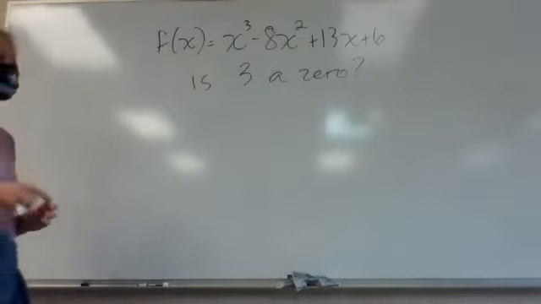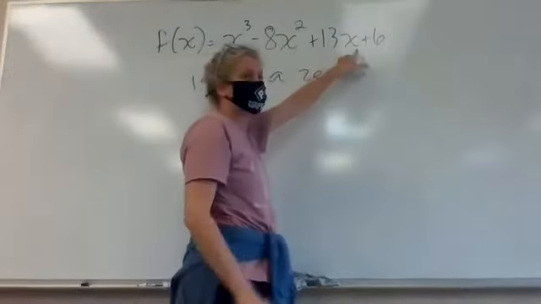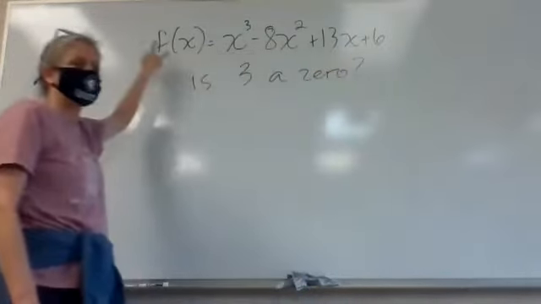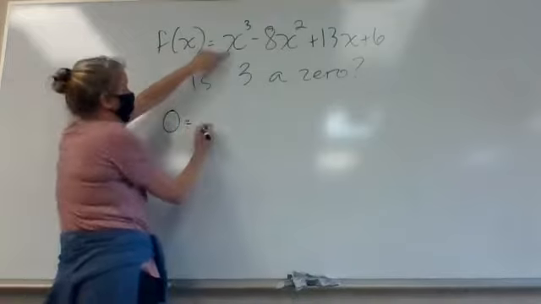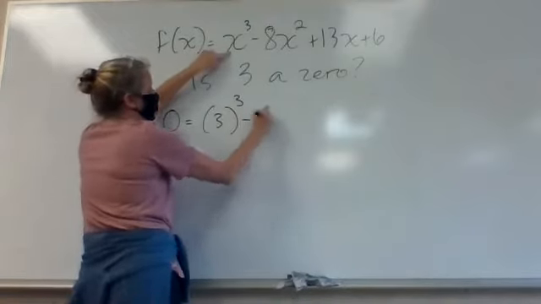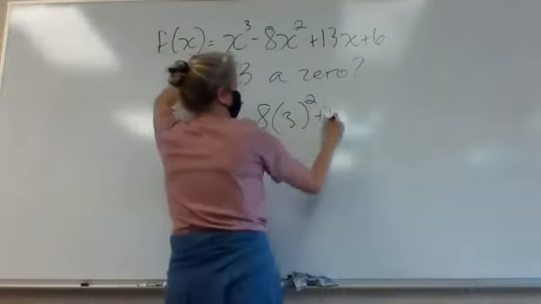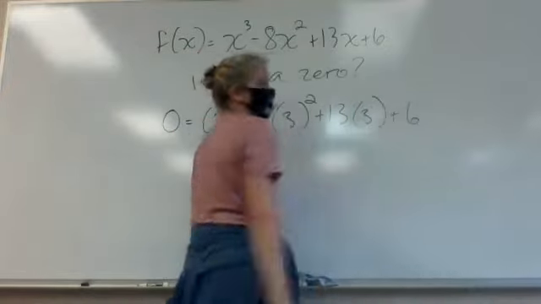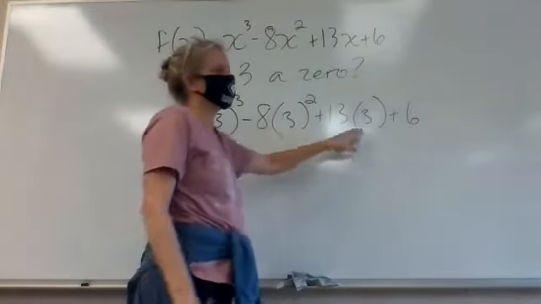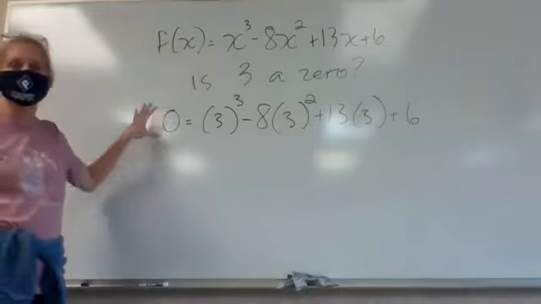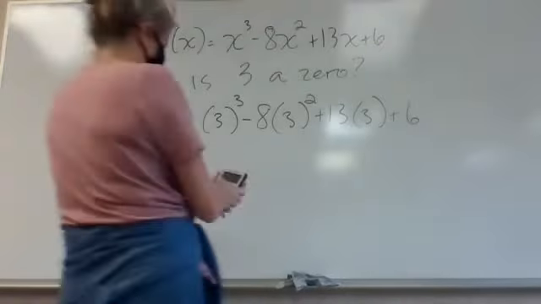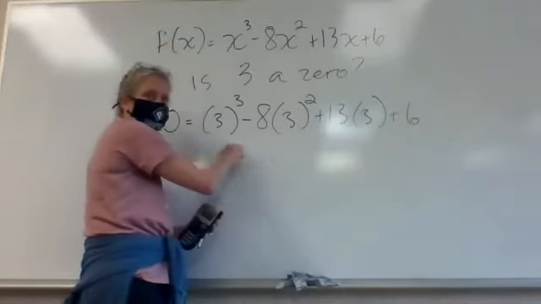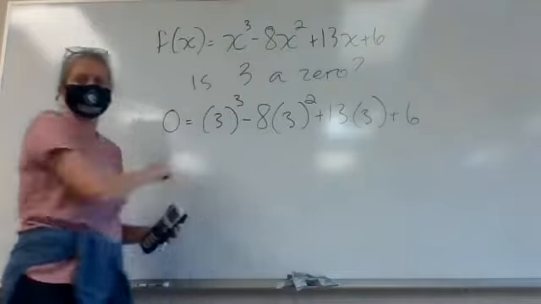Okay, the most definite way is to put 3 in for the x's and see if it's equal to 0. So in other words, you're saying, does 0 occur when I have 3 to the third minus 8 times 3 squared plus 13 times 3 plus 6? If I plug in 3's for the x's and do that math, will it give me 0? You can do it all at once in one step in your calculator. If you just plug in exactly on your home screen exactly what this says, parentheses and everything.